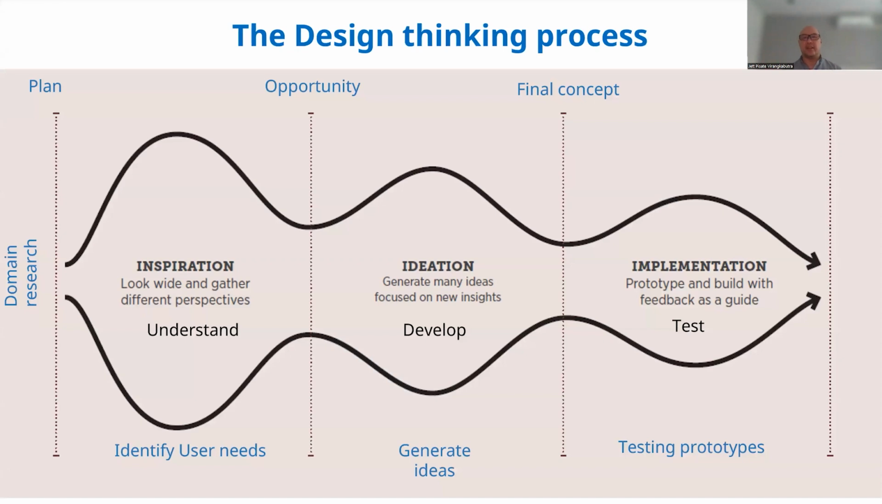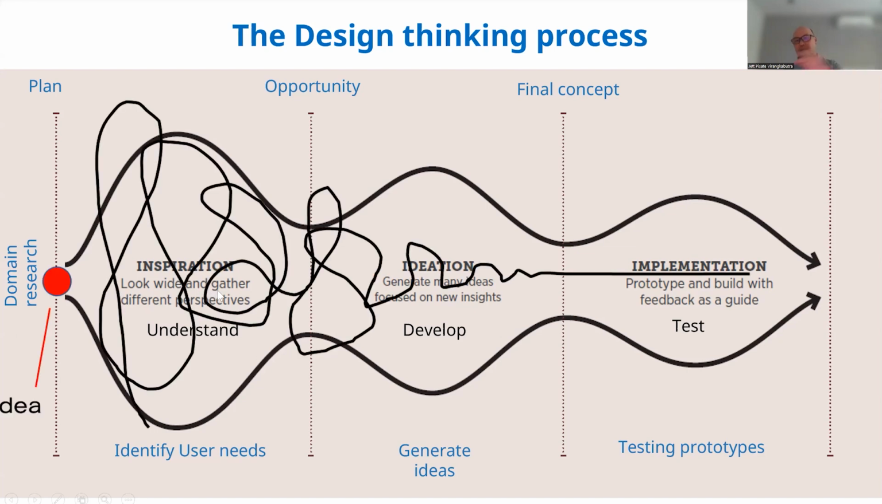And this is what a design thinking process looks like. It starts with inspiration, looking wide and gathering different perspectives to identify user needs and come up with ideas. Generate lots and lots of ideas, come up with a final solution, and implement it by testing it before you launch it.